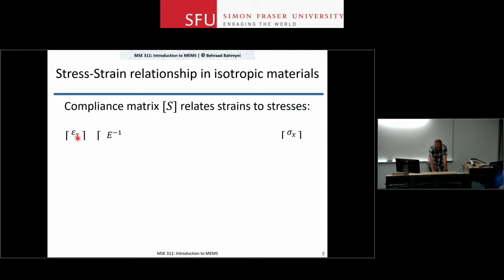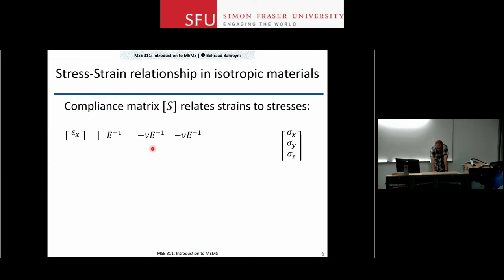So I know that my normal strain is proportional to normal stress through this E. I know that sigma x is E epsilon x, or I can write epsilon x is E to the minus 1 times sigma x. I also know that there is a dependence on the other stress components. If I have stresses in the y and z directions, they are going to show up in my x direction through the Poisson's ratio. So this is going to take care of it here, right?